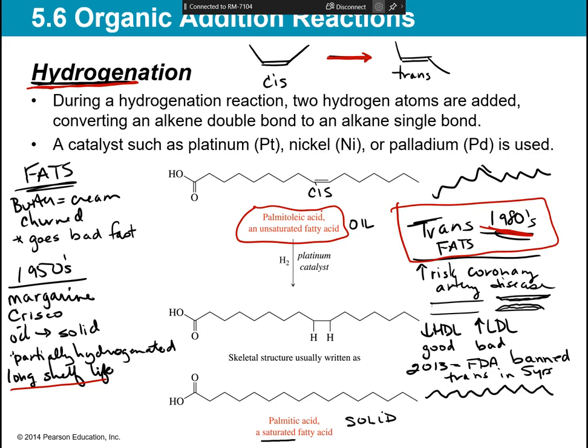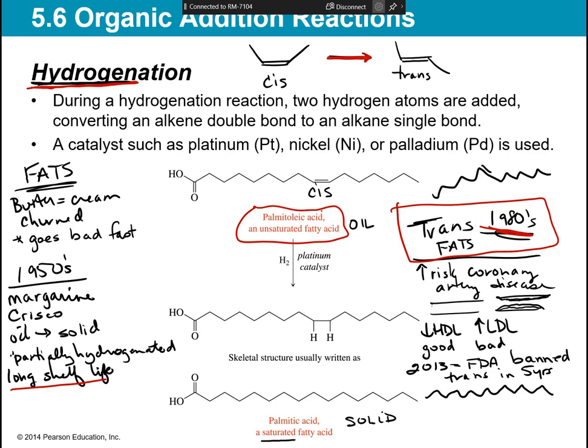Whereas with trans, one of the groups sticks up, the double bond doesn't rotate, and the other group sticks down. And so they're stuck that way. There is no known enzyme that can digest or break that structure. And so there comes the question. In the 80s, they started saying, well, if we can't digest this, what happens to it? So it gets absorbed into the bloodstream. But what happens to these trans double bonds?